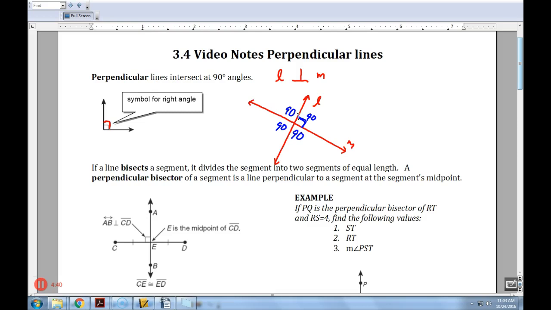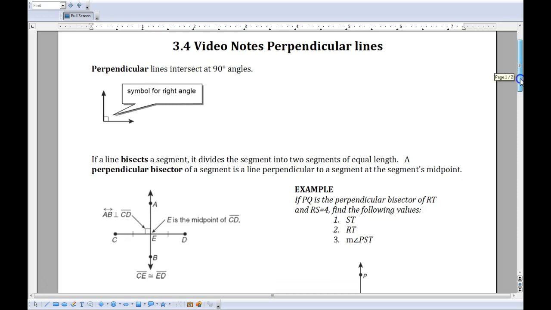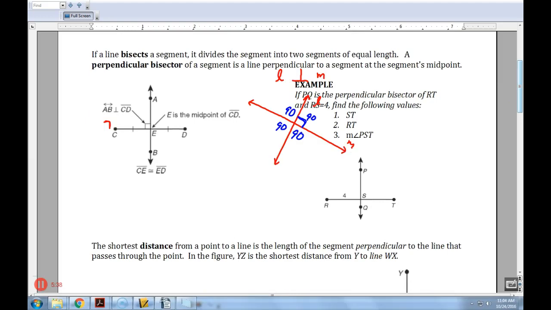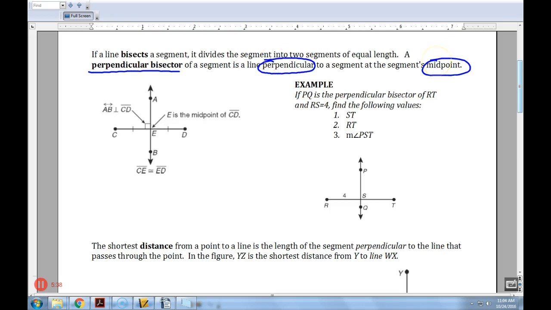All right, let's move down to this next part where we define what a perpendicular bisector is. So if a line bisects a segment, that's our condition here. If a line bisects a segment, it divides the segment into two equal pieces. A perpendicular bisector of a segment, this is what we're defining, is a line that does two things. It's perpendicular and it goes through the midpoint. So it's a two-part criteria. Hence the name's got two parts, perpendicular bisector.